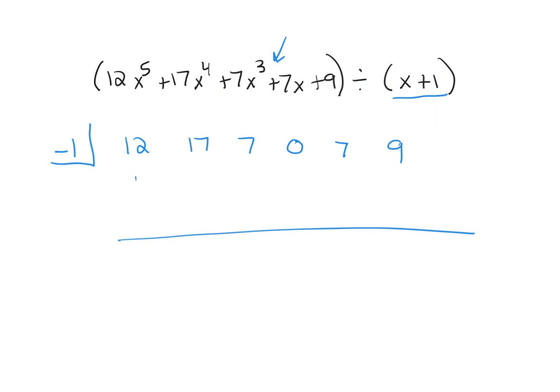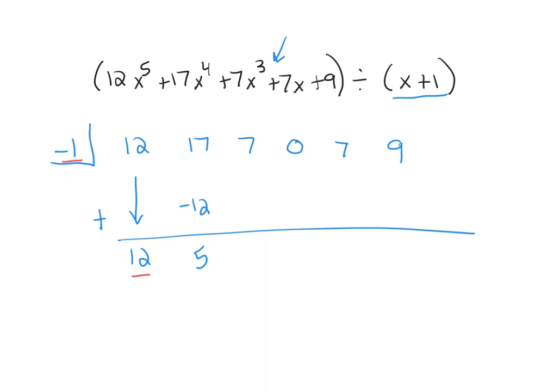Okay. Bring down the 12. Multiply. So -12, and now add. I would say the biggest mistake students make is that in long division, we're doing a lot of subtracting, but in synthetic division, we're adding. Okay, so this is 5.